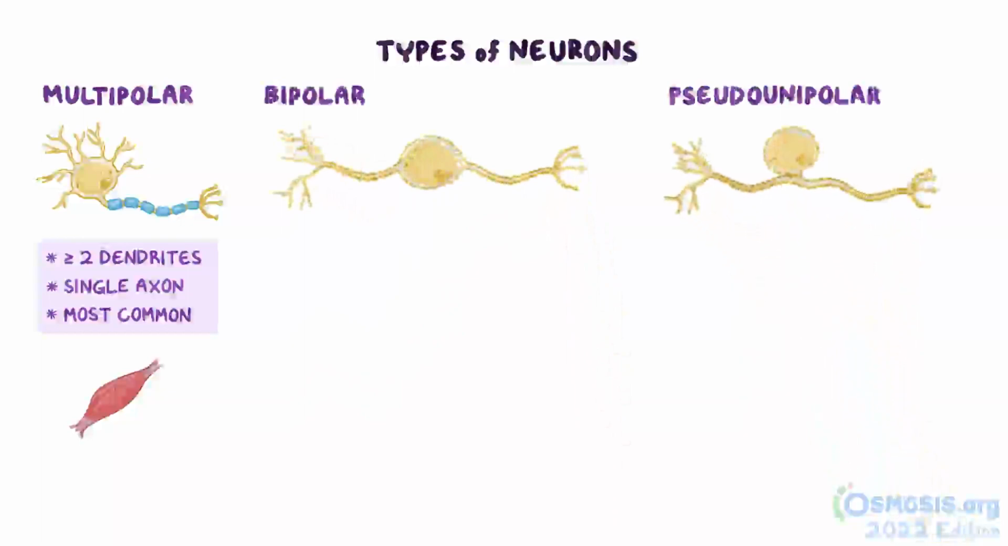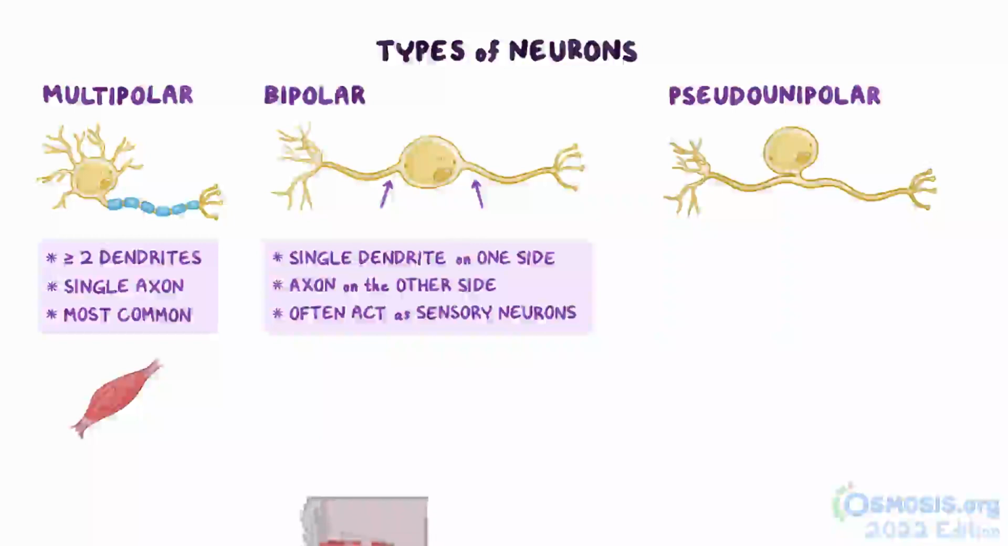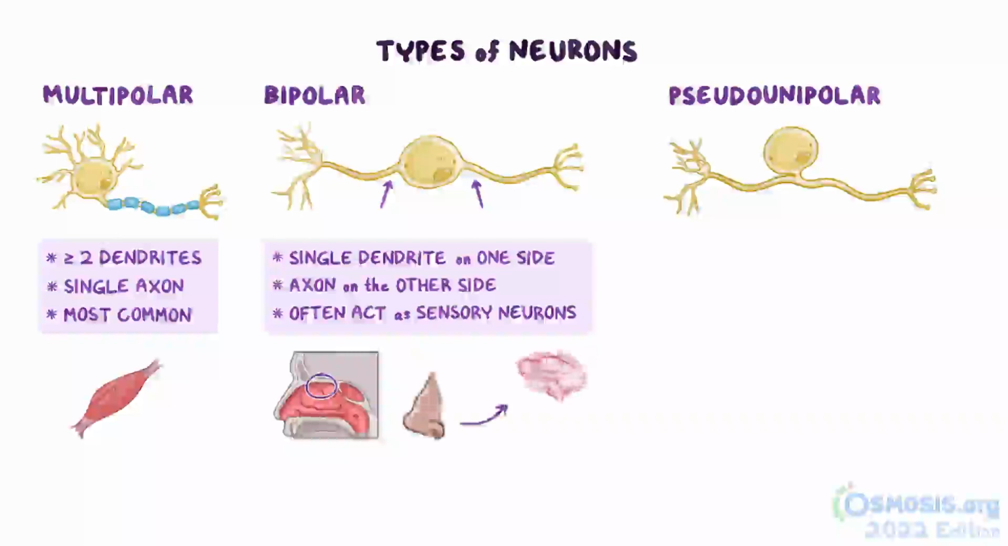Bipolar neurons are neurons with a cell body that has a single dendrite on one side and a single axon on the other side. These cells often act as sensory neurons, meaning that they relay sensory input to the central nervous system. An example would be the bipolar cells at the roof of the nasal cavity, which aid in the transmission of special sensory information, or our sense of smell, to the brain.